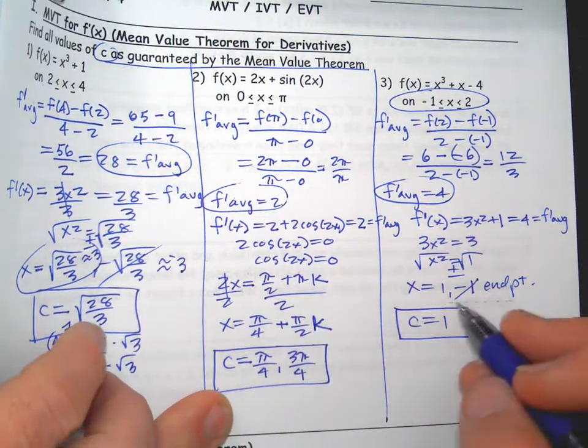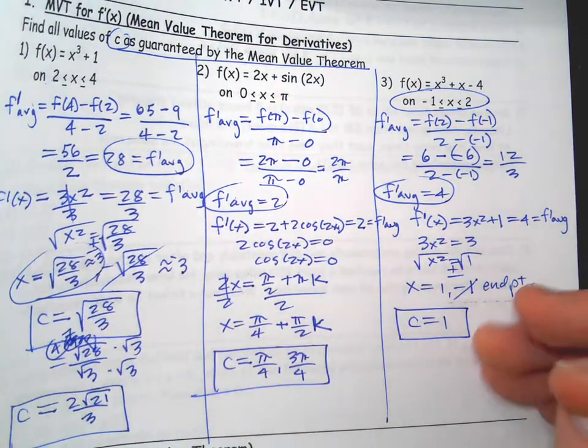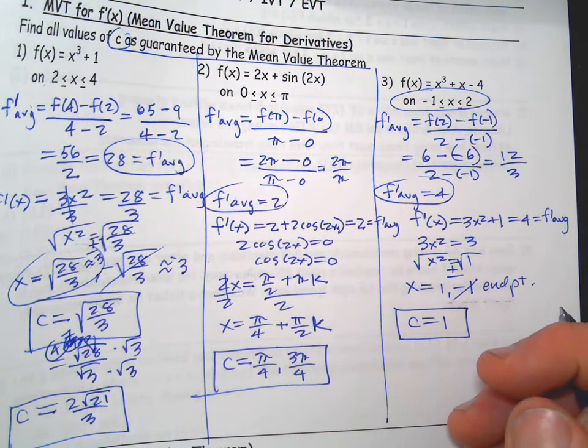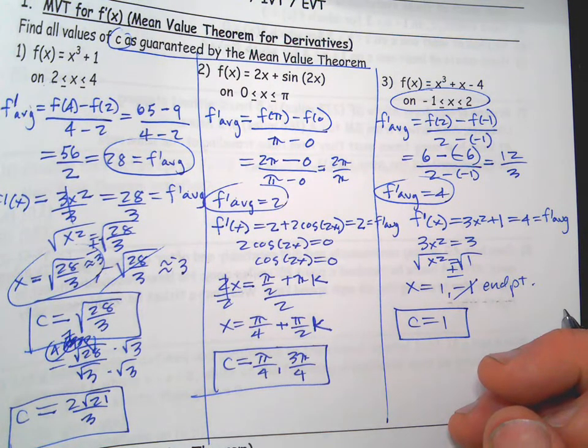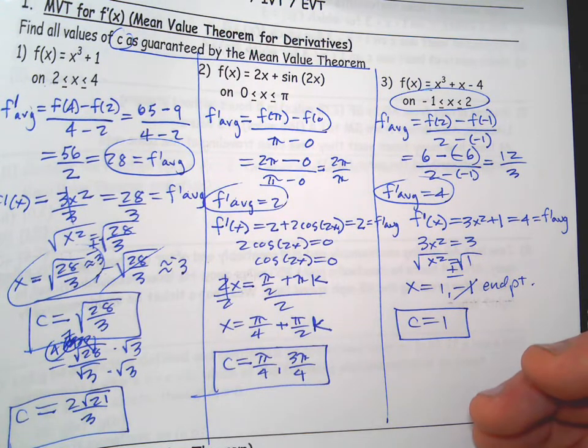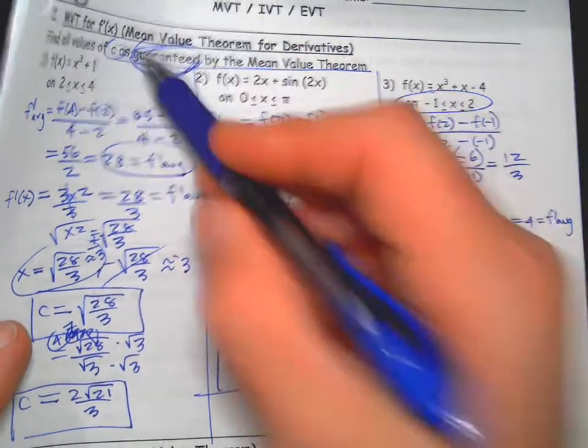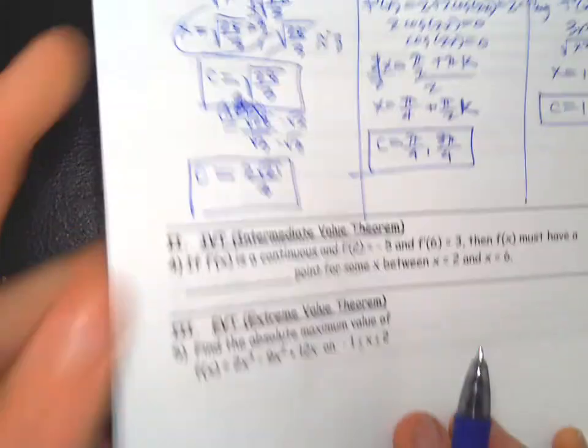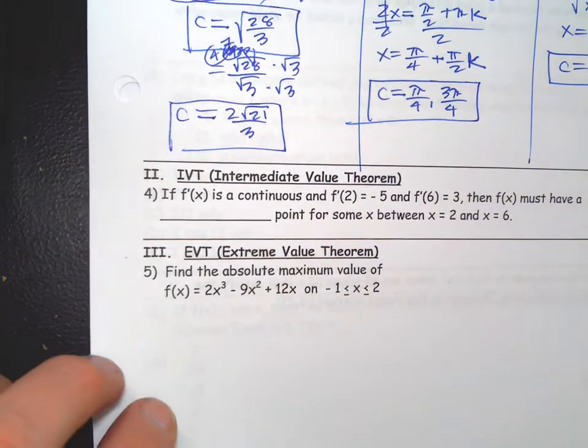Now you better get an answer on any of these. If you don't get an answer, either the function wasn't differentiable and continuous, or you've made a mistake somewhere, because it's guaranteed. Guaranteed.